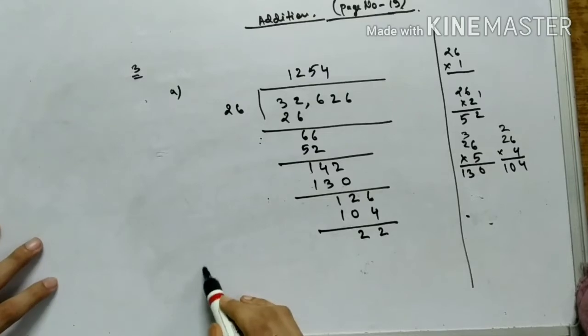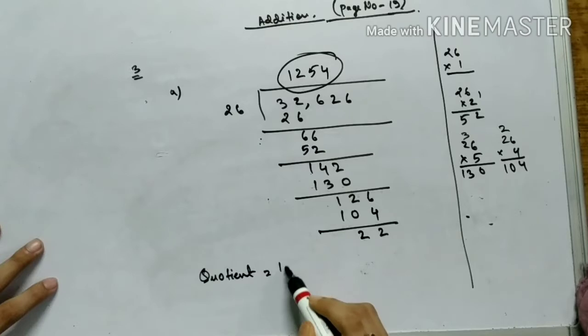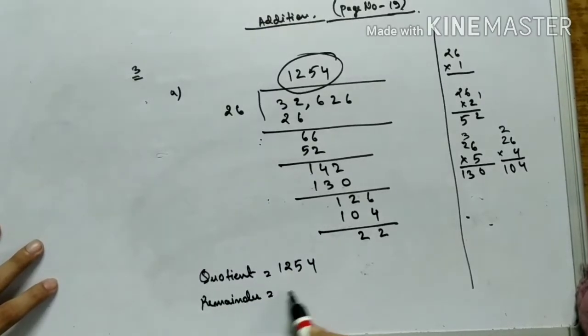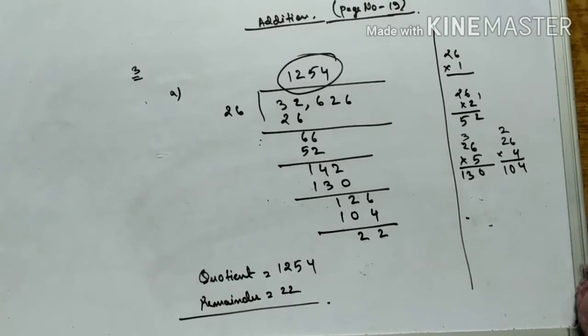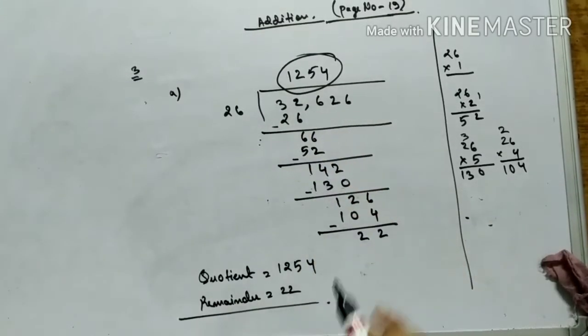So therefore quotient will be this one, 1254, and remainder will be 22. Understand? Remainder will be 22. Let me check the back answer. Yes, quotient it is 1254 and remainder it is 20. Okay, so in here you can give the minus sign.